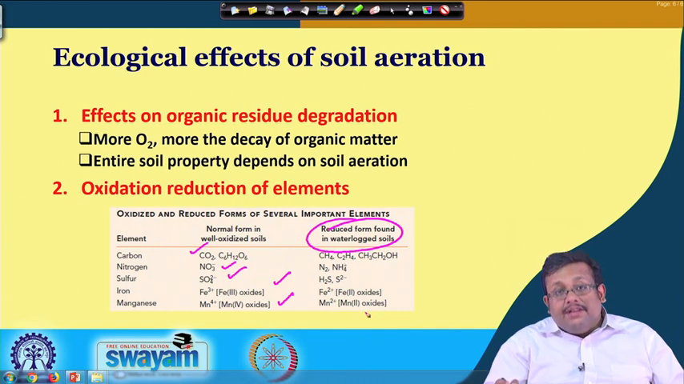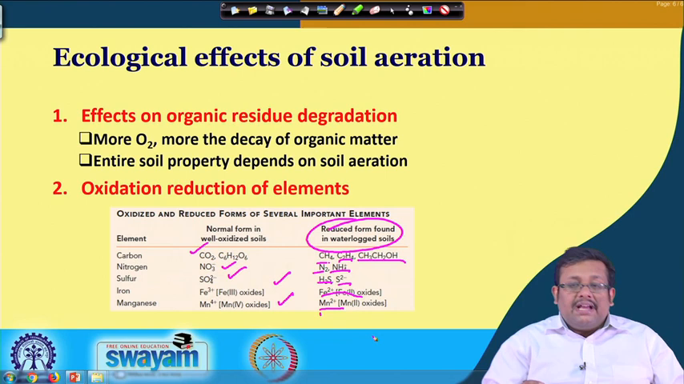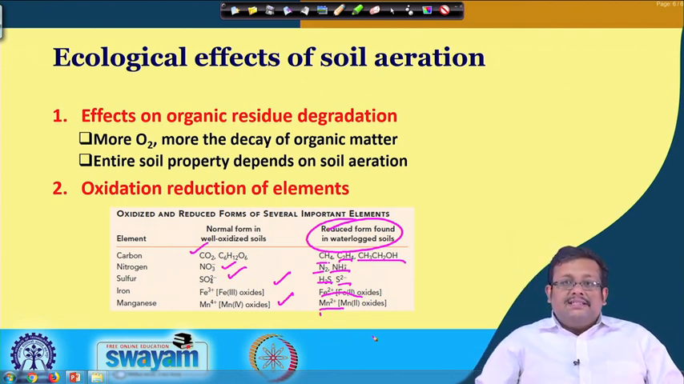Whereas in reduced conditions, these forms change into reduced forms, like methane and ethylene in the case of carbon. Nitrogen will reduce to ammonium or elemental nitrogen. Sulfur will reduce to either hydrogen sulfide or elemental sulfur. Then Fe3+ will reduce to Fe2+ or ferrous, and Mn4+ will reduce to Mn2+. Sometimes carbon will also reduce to ethyl alcohol. So, you can see these are the different forms present as a result of the aeration status in the soil.